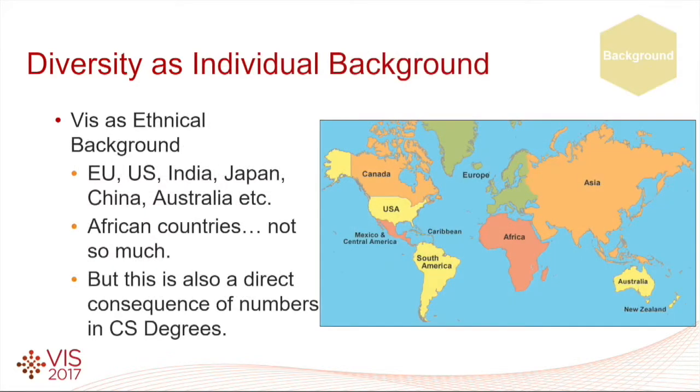So the second aspect was individual background. In terms of VIS, the only data we can really look at is the provenance of the participants in terms of country. Now we covered pretty much all the European, US, Indian, Japan, China, Australia. We have a really nice coverage in terms of memberships.